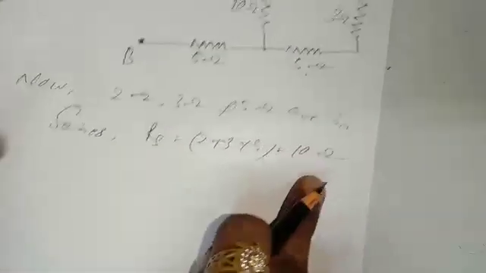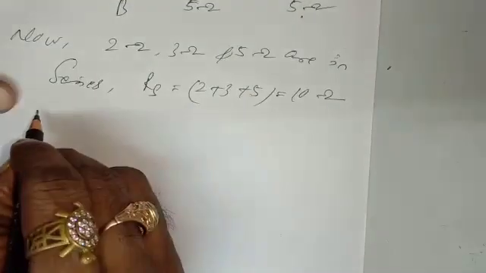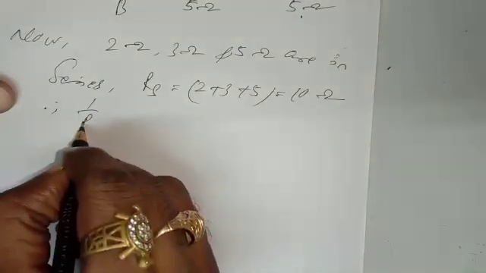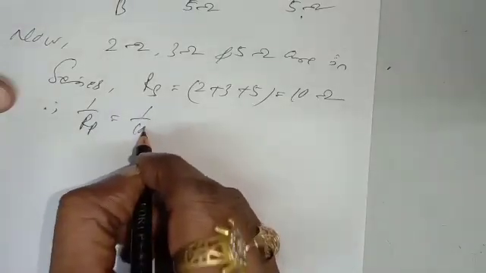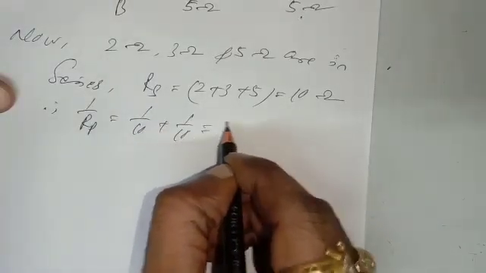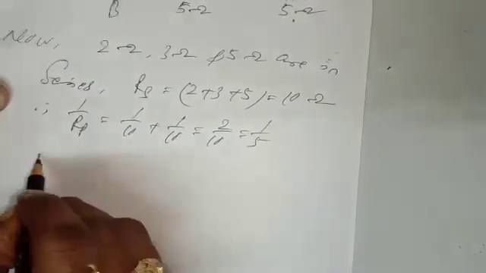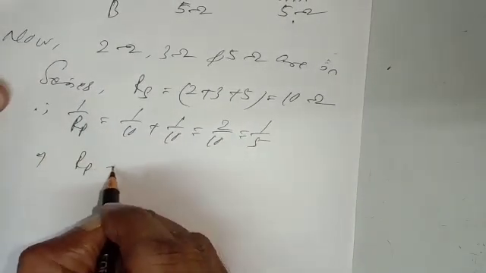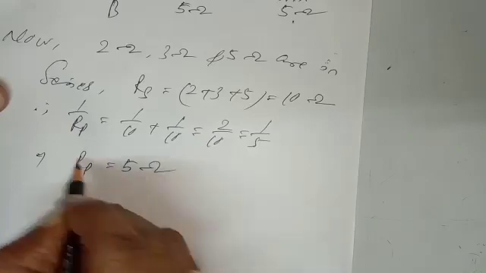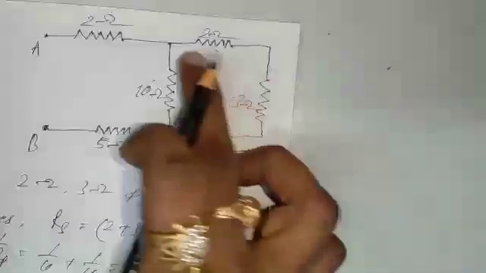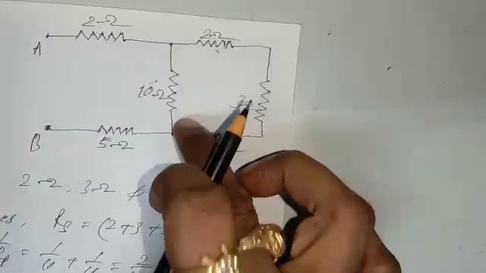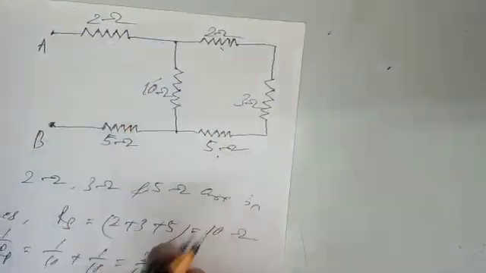After that, this 10 ohm and this 10 ohm are in parallel. Therefore, 1 by Rp is equal to 1 by 10 plus 1 by 10, coming 2 by 10, which means 1 by 5. So this implies Rp is 5 ohm. That means this resistance total is coming 5 ohm. 5 ohm plus 2 ohm plus 5 ohm.